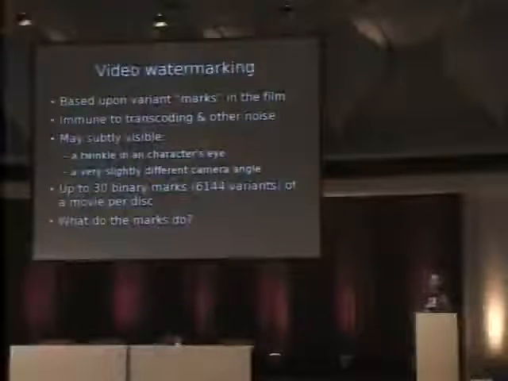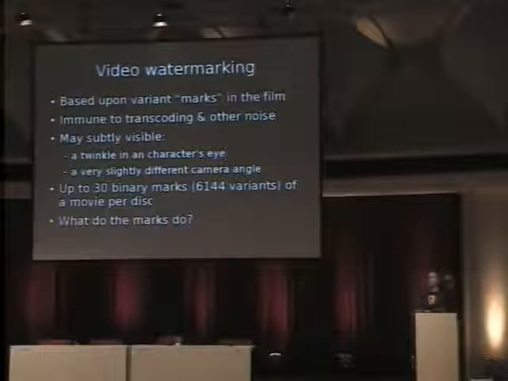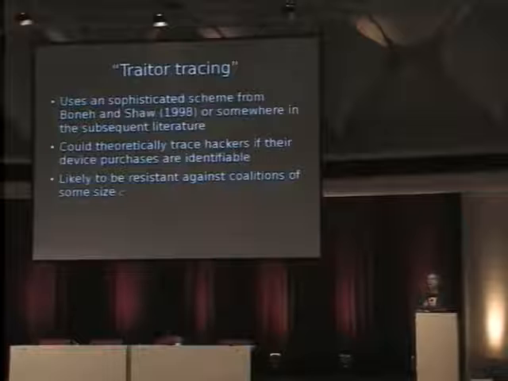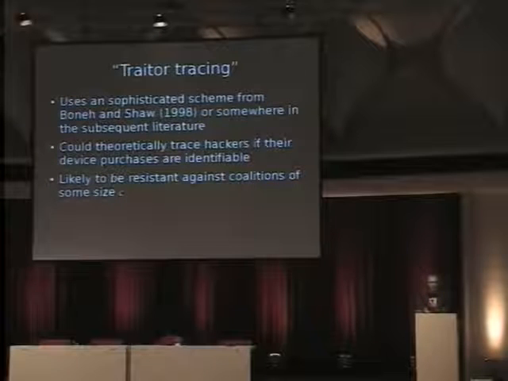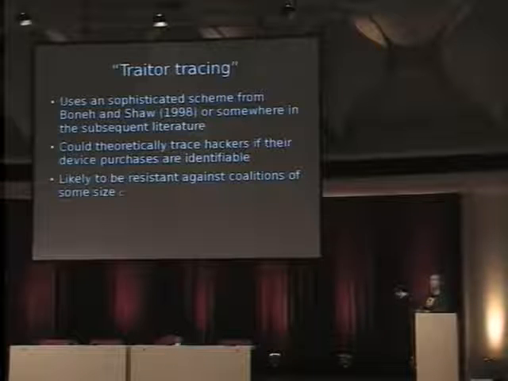And the question is, what do they do with these marks? They embed this information somewhere. What do they do with it? And they do traitor tracing. They run these algorithms that are designed to take some circulated films and look at the marks inside them and say, oh, this film that's on this file sharing network came from your player over there. We're going to disable that player tomorrow.